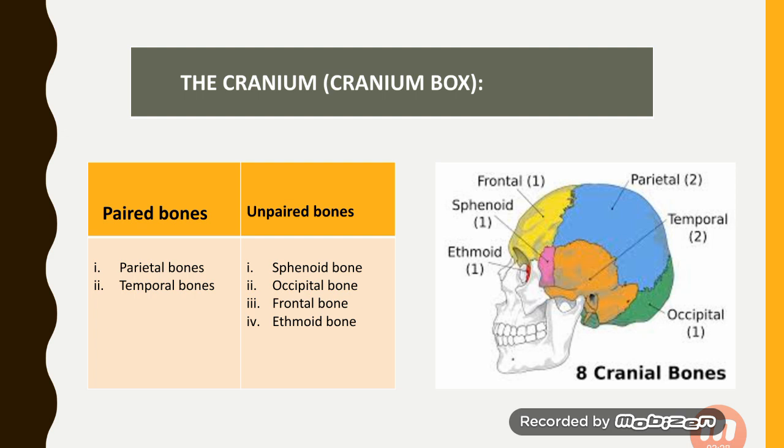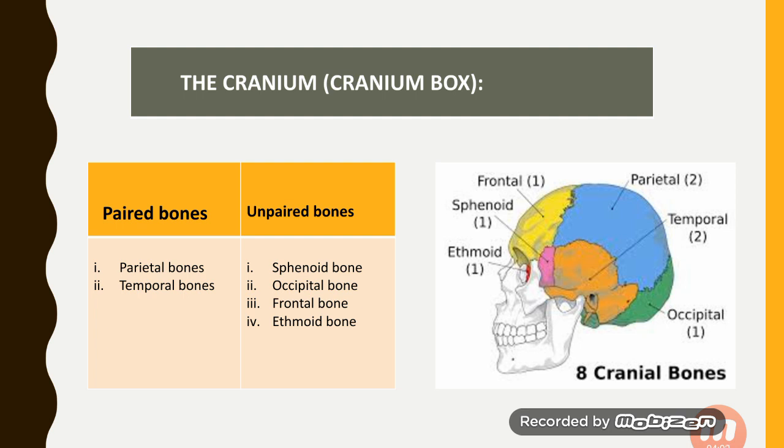Then comes the temporal bones. These bones are present at the sides of the head, which are known as the temples. Now coming towards the unpaired bones, the sphenoid bone. It is present in the middle of the skull towards the front of the brain, which is shown here with the pink color.